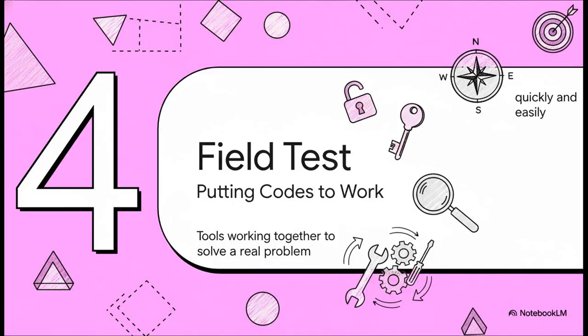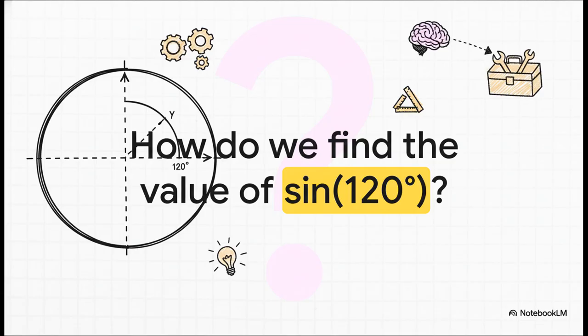Okay, we have collected our tools, we've learned the map, now it's time for a field test. Let's see how all these shortcuts and codes work together to solve a real problem, nice and easy. Here's our target. We need to find the value of sine of 120 degrees. Now, without our toolkit, that might seem a little tricky, mostly because it's bigger than 90 degrees. But with our new methods, this is going to be a piece of cake.